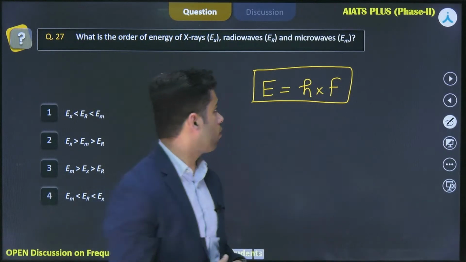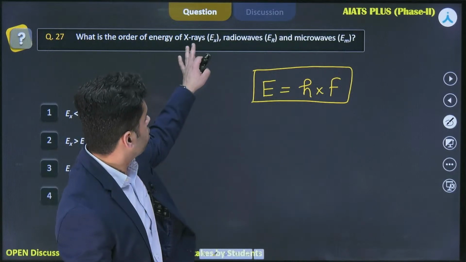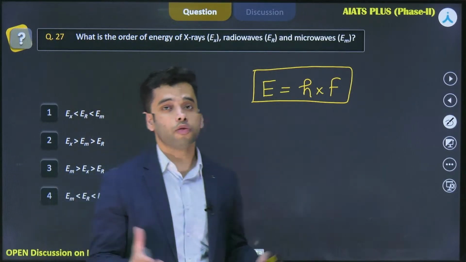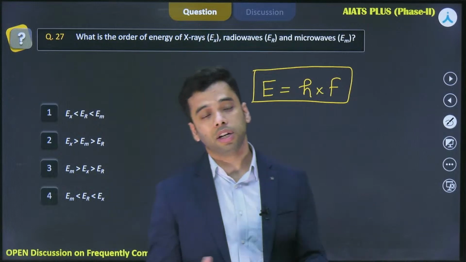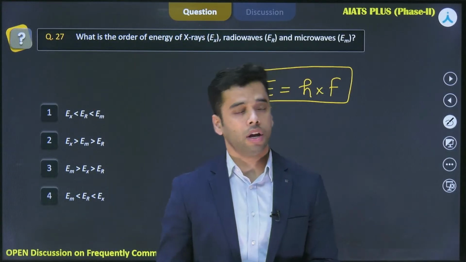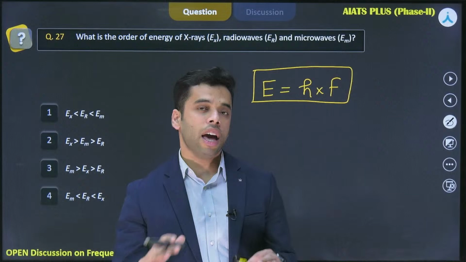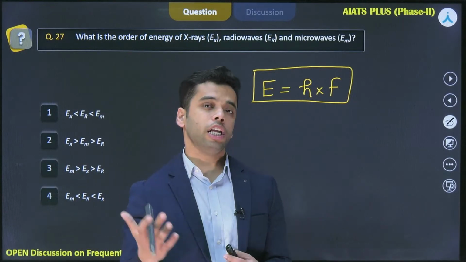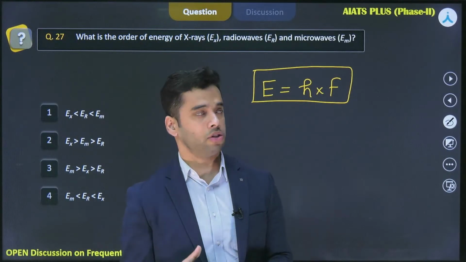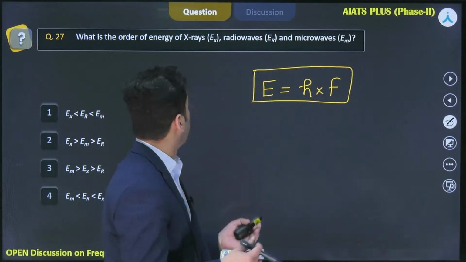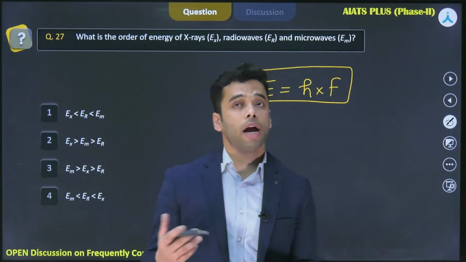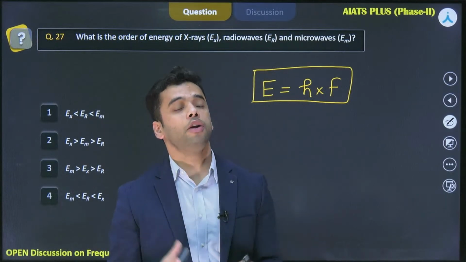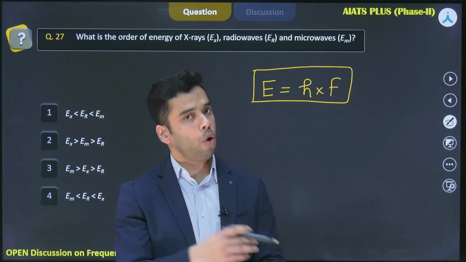Now you very well know that there is a certain frequency range for X-rays, a certain frequency range for radio waves, and a certain frequency range for microwaves. Whichever has the higher frequency will have more energy, and whichever has the lower frequency will have less energy. So if I need to compare the X-rays, radio waves and microwaves, I need to compare the frequencies of all these three.